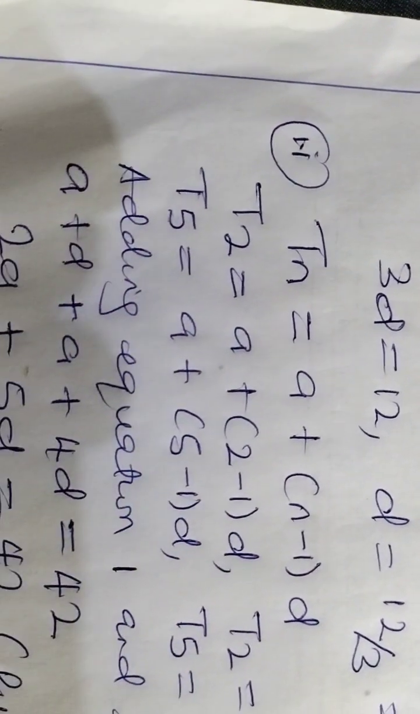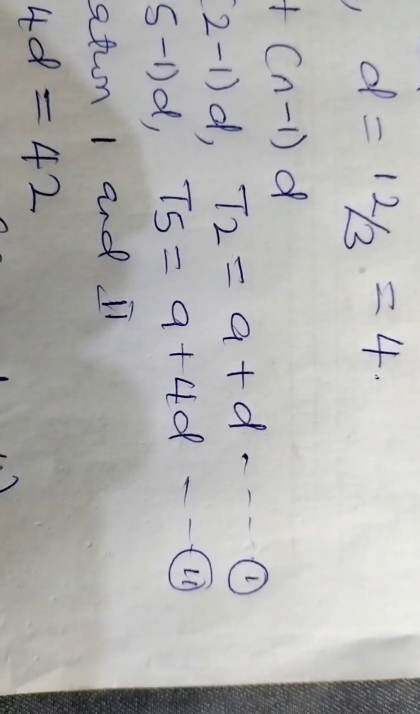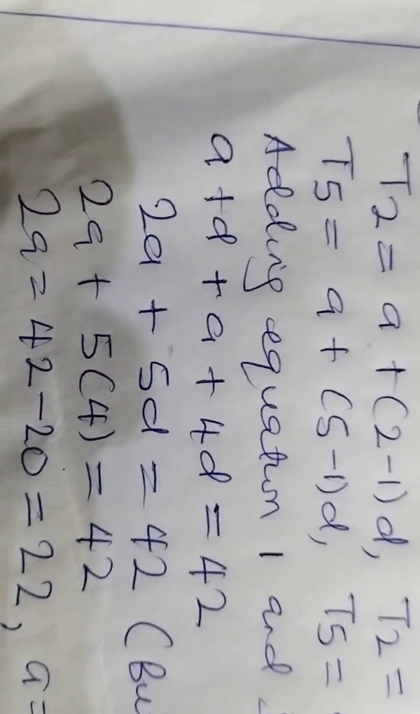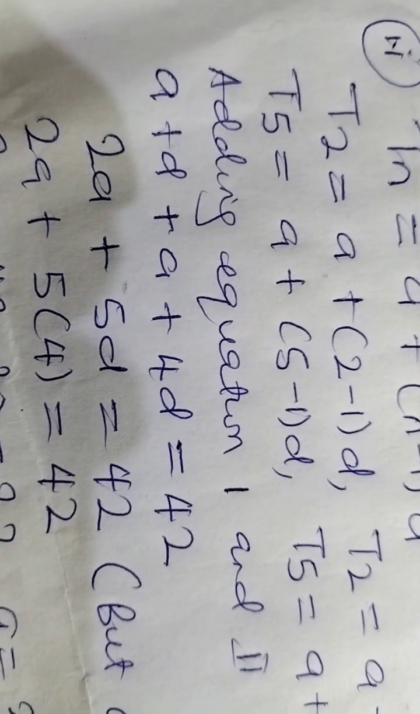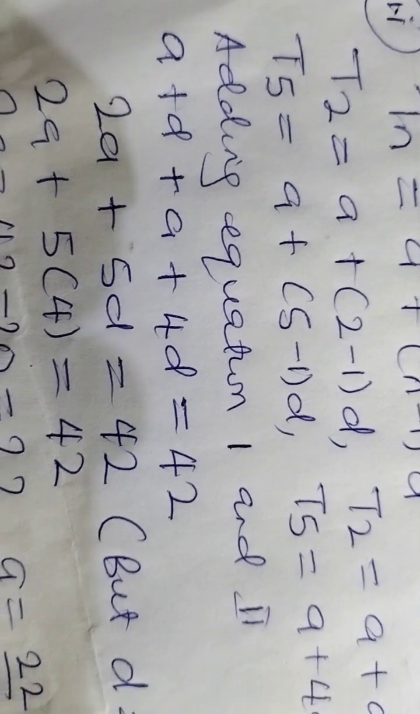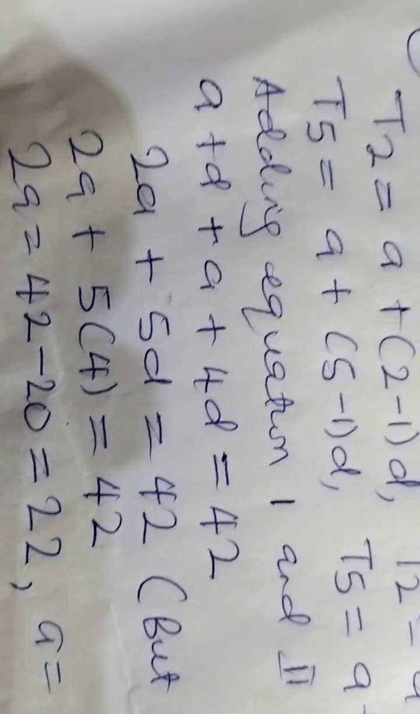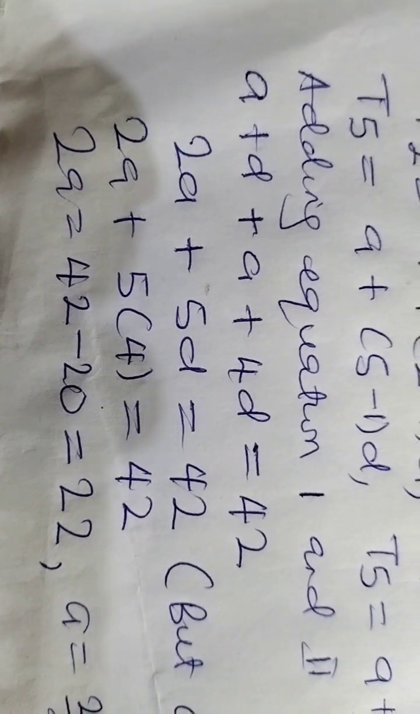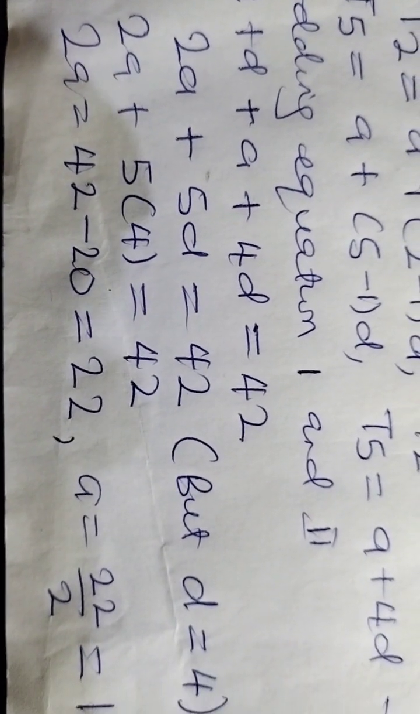So we now say adding equation 1 and 2. That means we're adding now the second term and the fifth term. We now have A plus D, that's the second term, plus A plus 4D, that is the fifth term, equal to 42. Then pulling the like terms together, A plus A gives us 2A. Then D plus 4D gives us 5D, equal to 42.